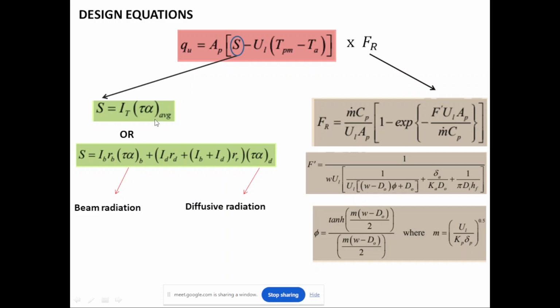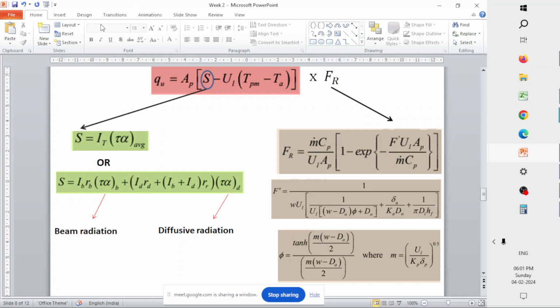This is a simplified equation, and you can use this, but a more exact way of calculating is this one: IBRB tau alpha B plus IDRD plus IB plus ID RR tau alpha D. This tau alpha D is due to diffusive radiation, and this is due to beam radiation. This is the exact way, but if you do not want to use the exact way, then another assumption is that you can use S as 0.96 times tau alpha B, that is due to beam radiation. I'll just write this here.